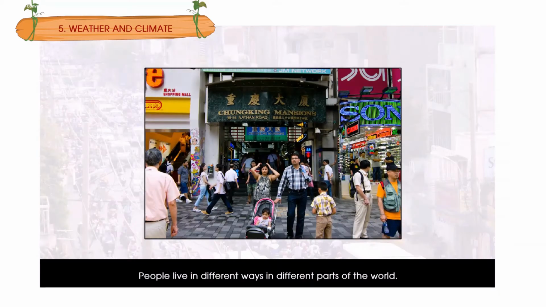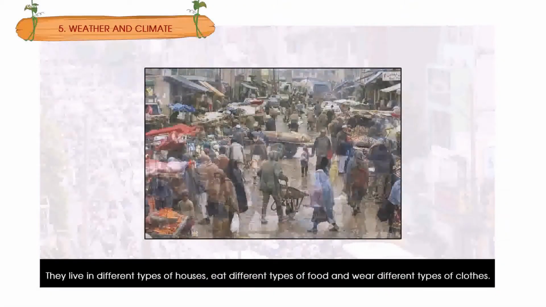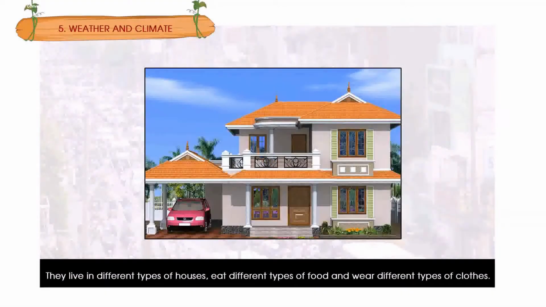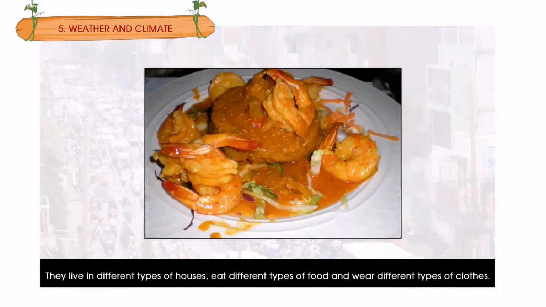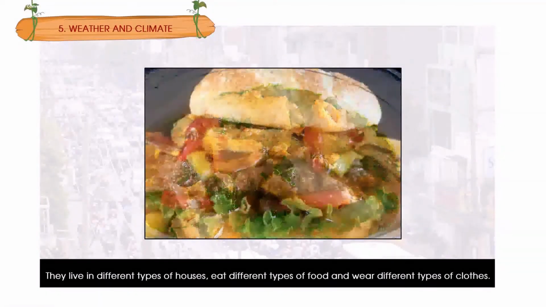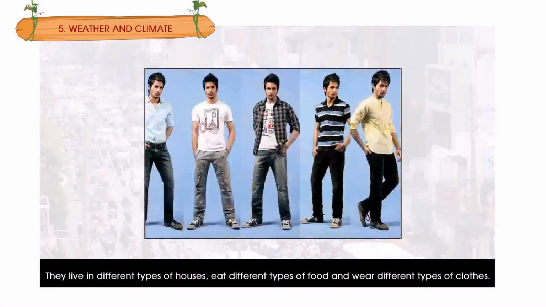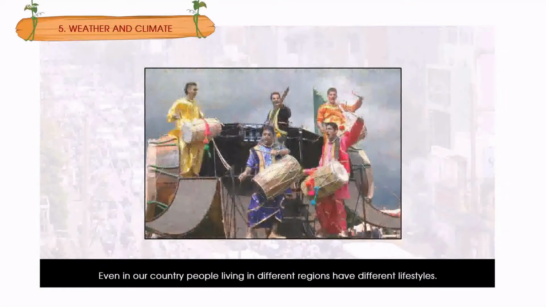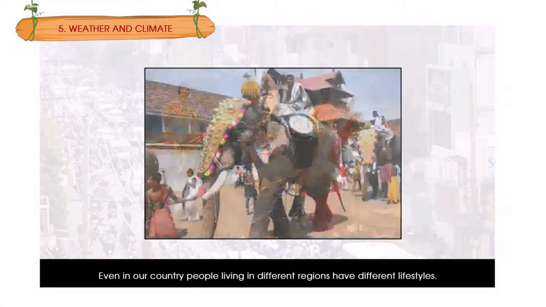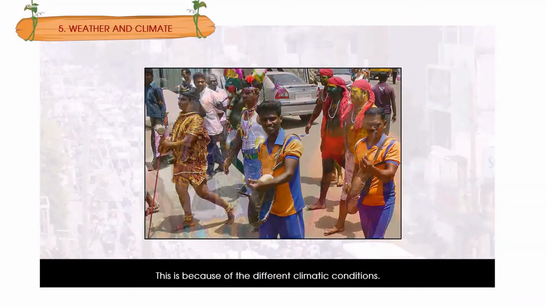People live in different ways in different parts of the world. They live in different types of houses, eat different types of food, and wear different types of clothes. Even in our country, people living in different regions have different lifestyles. This is because of the different climatic conditions.